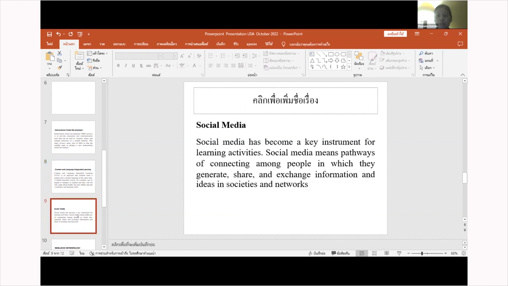Social media. Social media has become a key instrument for learning activities. Social media means pathways of connecting among people in which they generate, share, and exchange information and ideas in social networks.